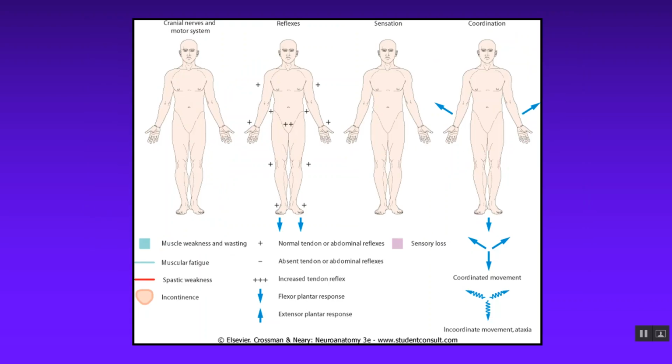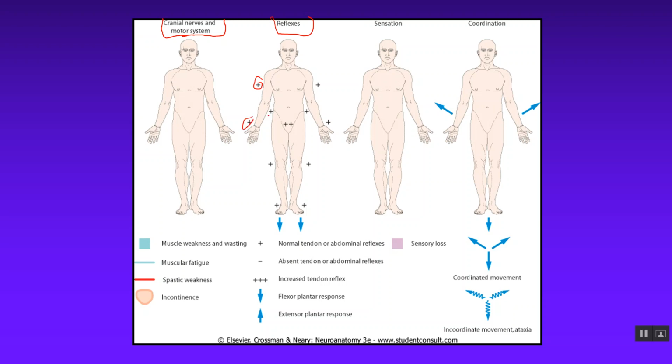Then you'll also often see this little schematic here. This is the key to the schematic. If you're looking at a clinical pearl box, they'll show you how a normal person presents. Going from left to right, the first body diagram shows what's going on with the cranial nerves and motor system for that individual. This is a normal person, so there are no lesions and no impairment of the motor system or cranial nerves. This is reflexes.